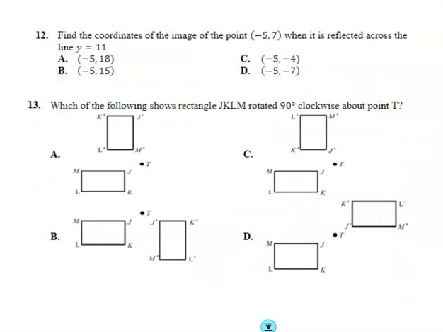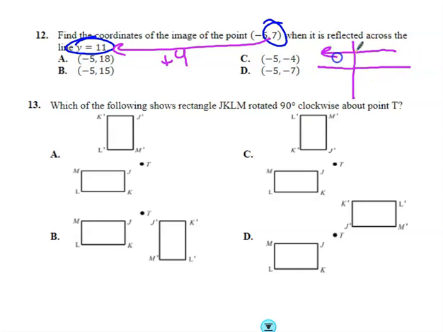All right, number 12, y equals 11. So we're going to focus on the value of the y's. So how do I get from 7 to 11? Well, I add 4. So how would I move that to the other side? So you can draw like a little picture to see what's going on. So negative 5, 7. So if I had one over here and I'm going up 4, that means I need to go down 4 the other way.